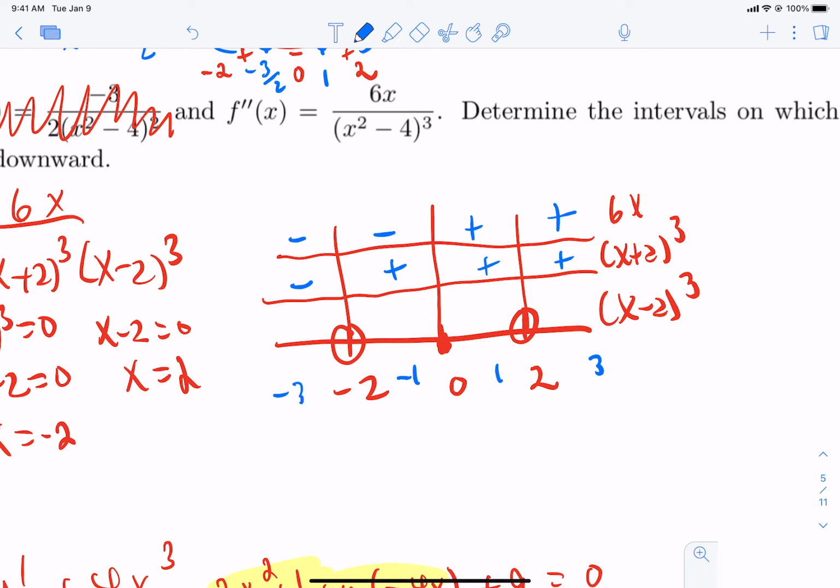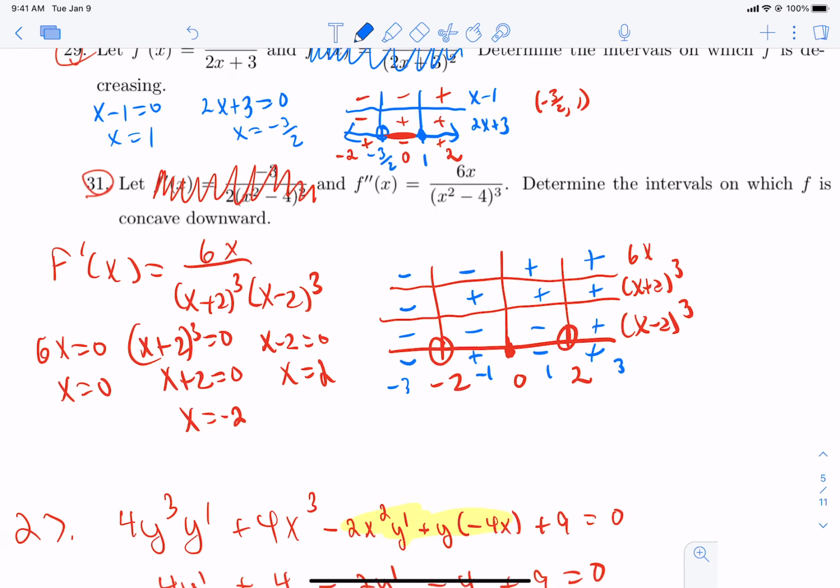Now let's do the same thing for our (x minus 2) cubed. So we're going to get a negative, a negative, a negative, and then a positive. And now these are either multiplied or divided, so just count how many negatives I have. Three negatives are going to make that section negative. Two negatives become a positive. One negative becomes a negative. All positives stay positive.